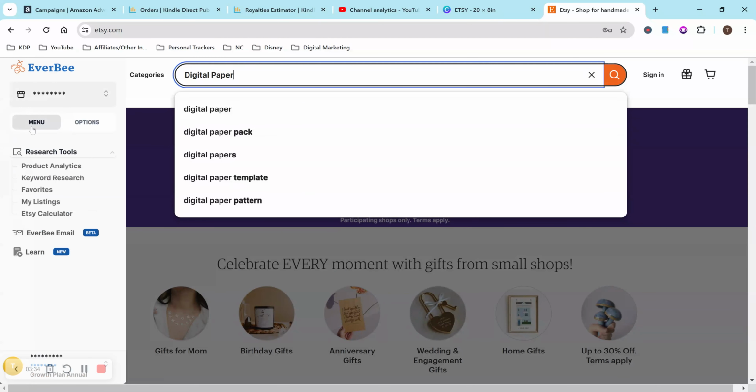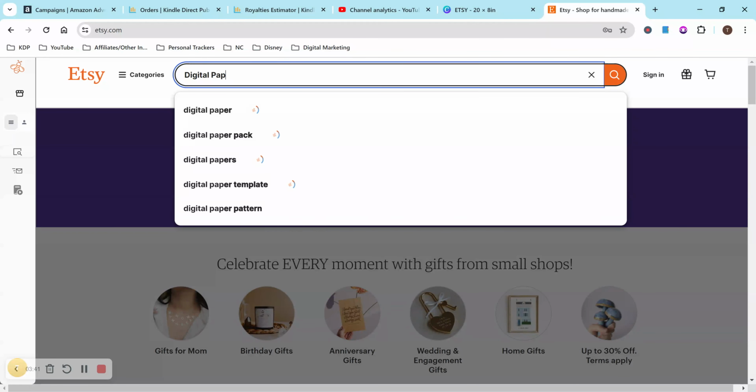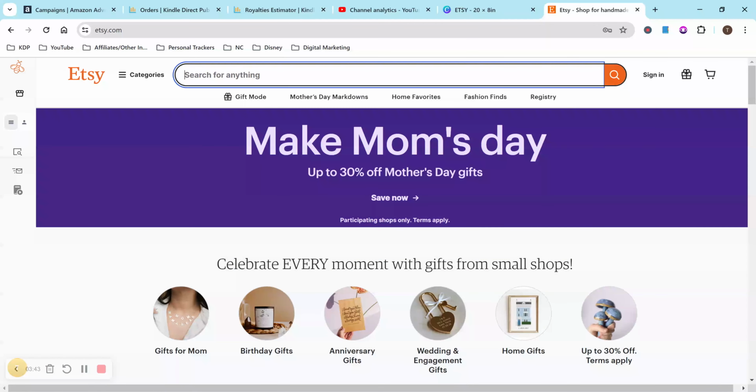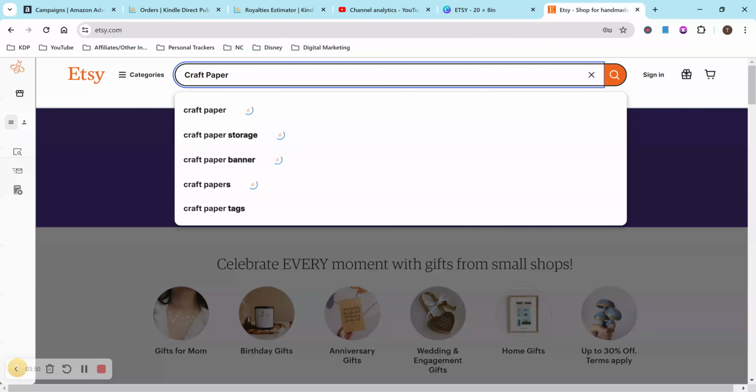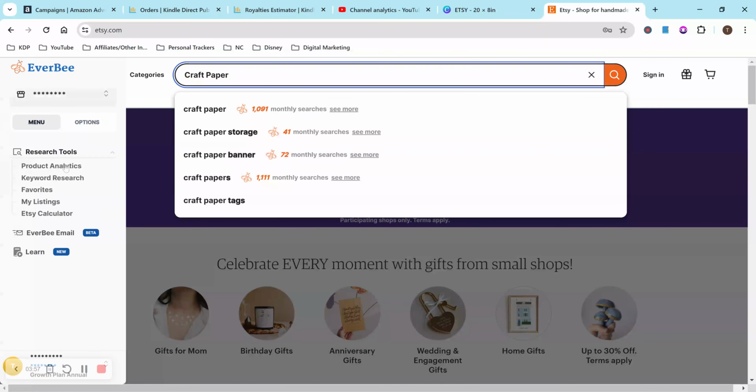Moving over to a different tool here, I could type in something else, like scrapbook paper, or let's do craft paper, just to show the extension working again. So that's really cool. And the See More will actually give you a lot more data and analytics as well. So there's product analytics, keyword research, you have favorites, then my listings, Etsy calculator, Everbee Mail, and they have a bunch of videos we can learn from too.